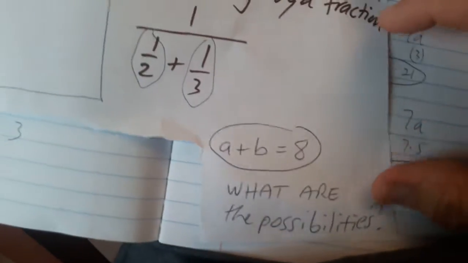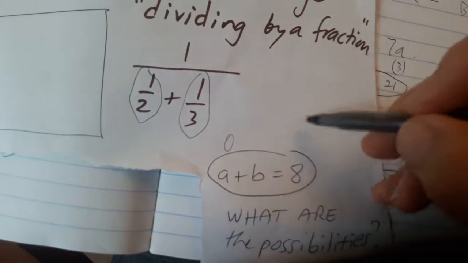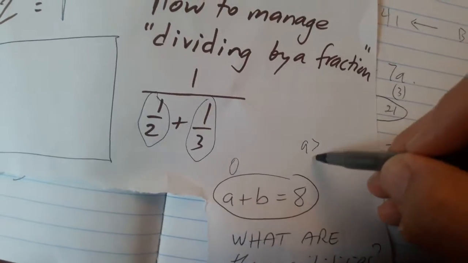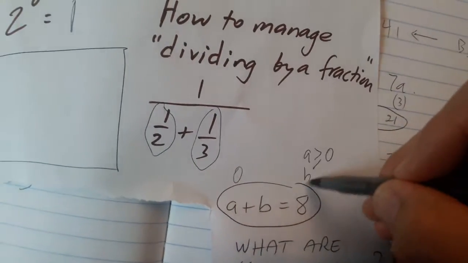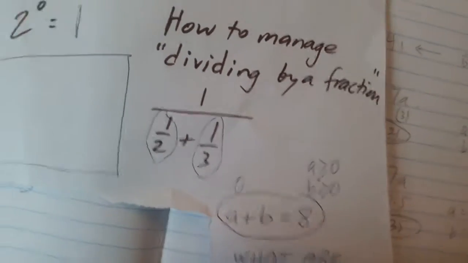And then what are the possibilities? You always have to include, it could be 0. And in this case, a is greater than 0, and b is greater than 0. They talk about positive integers. Okay.